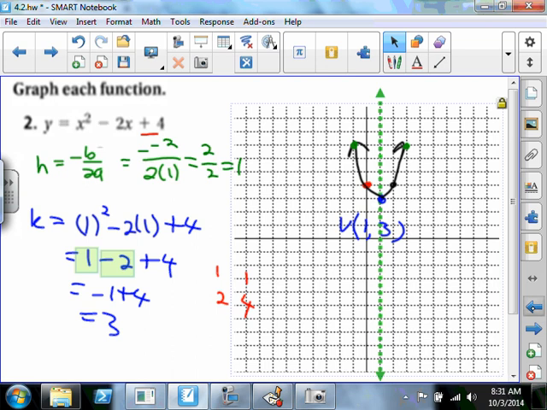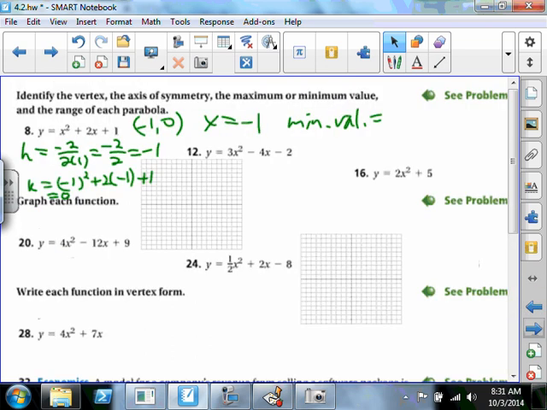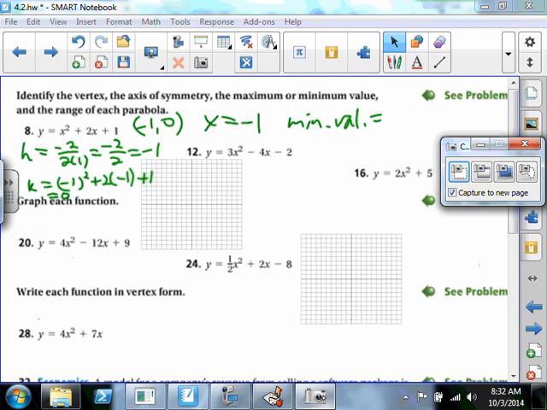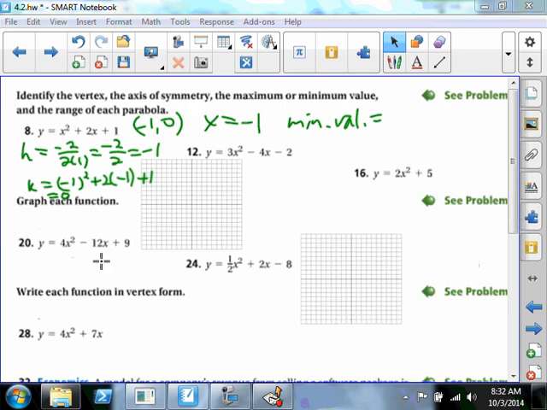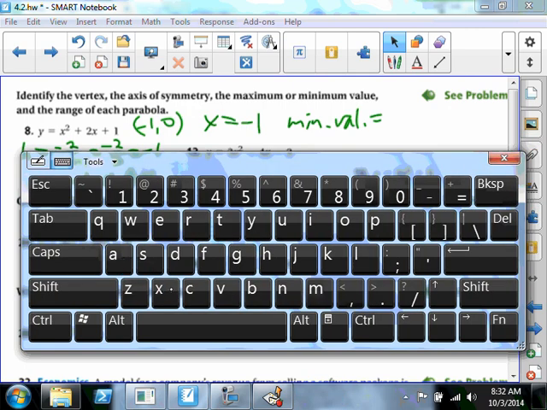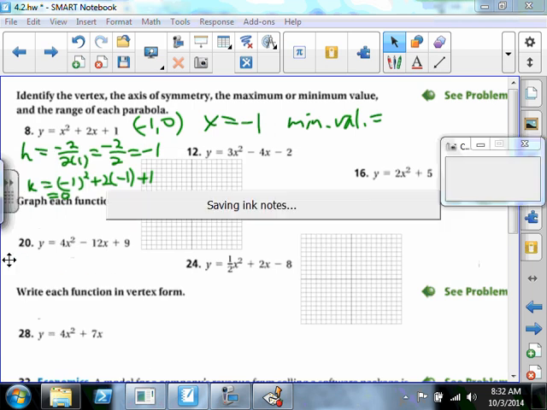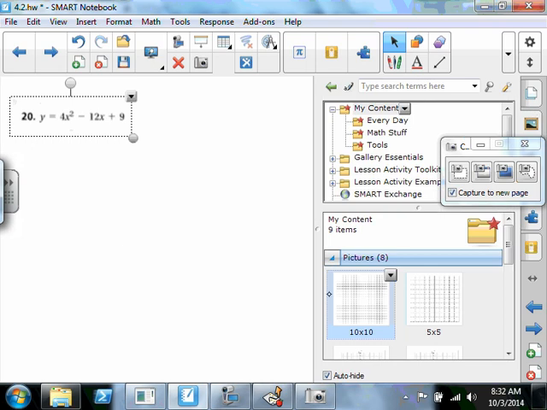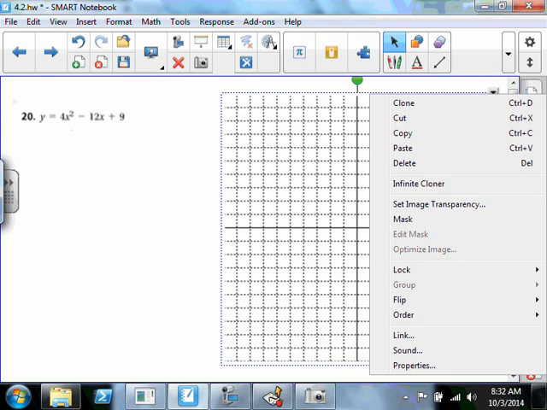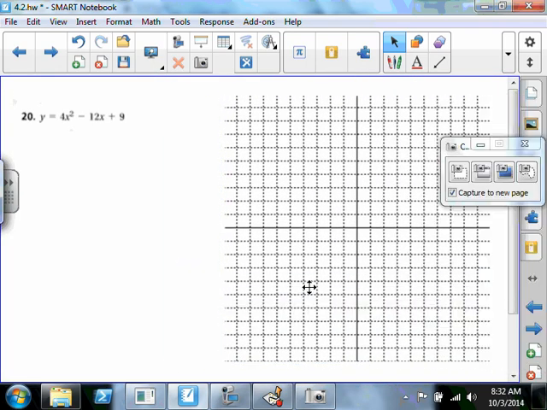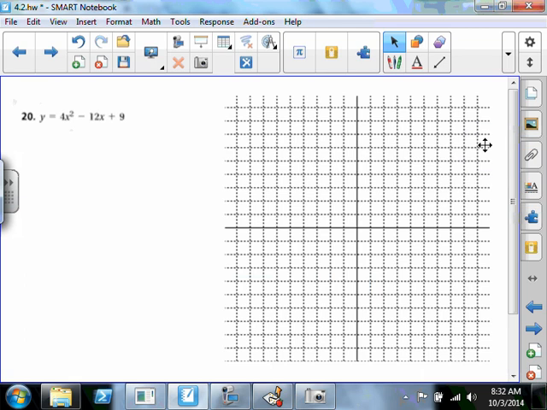So we've jumped around, we've gone out of order. My computer is freezing. So I reckon we're up to number 20, huh? So 20 asks me to graph this function. I told you it's going to be a long day with the smartboard. Long day with the smartboard. Okay. How many seconds do we have left? Not much.